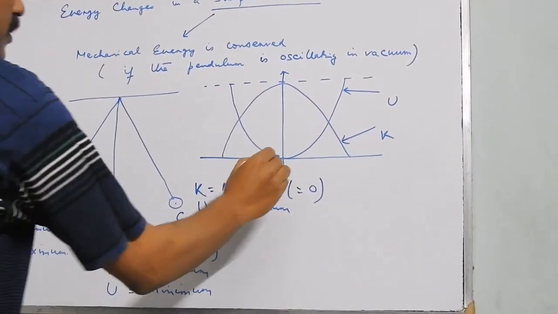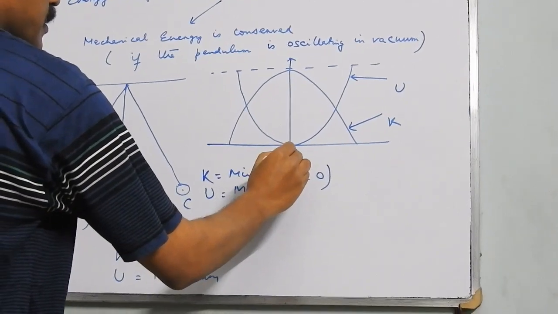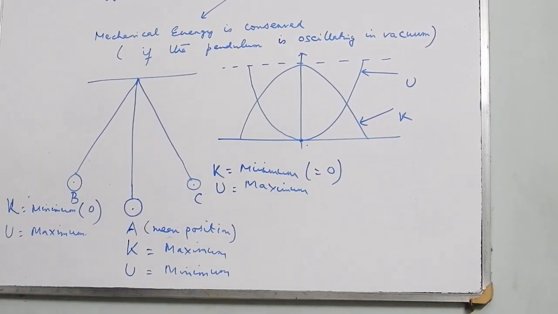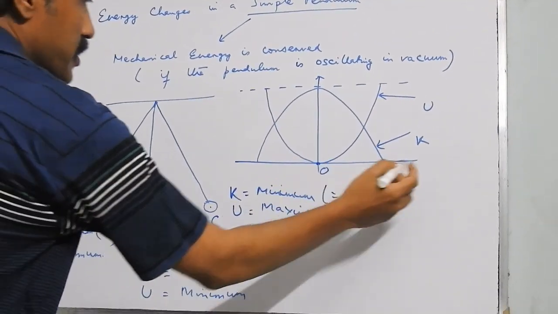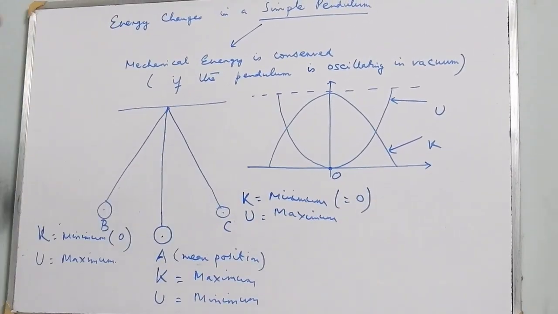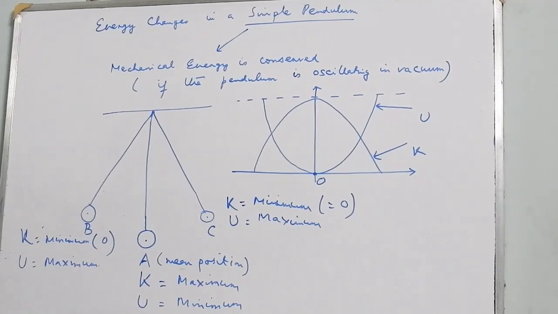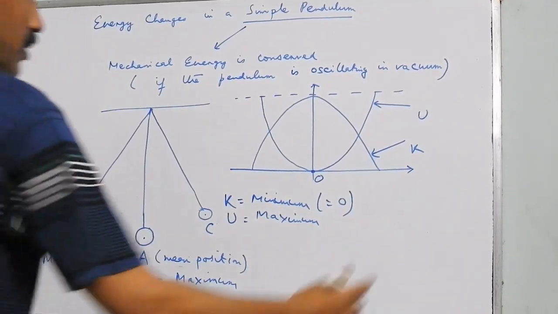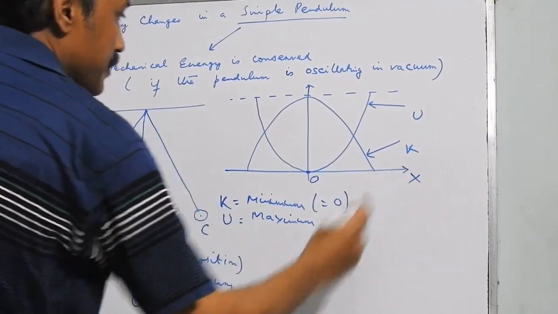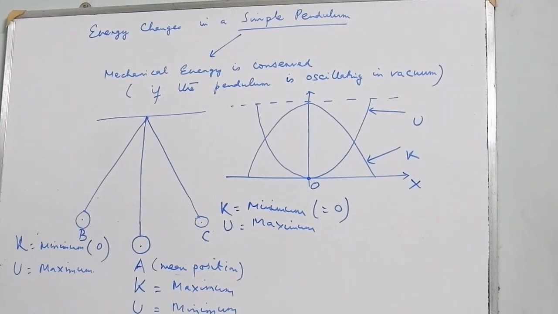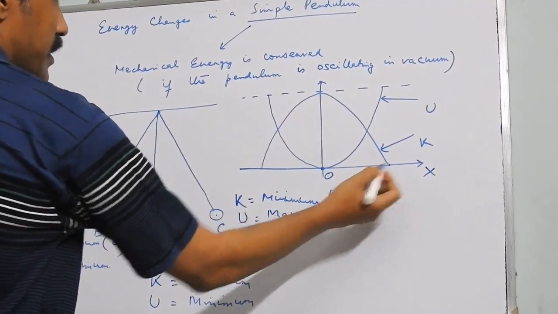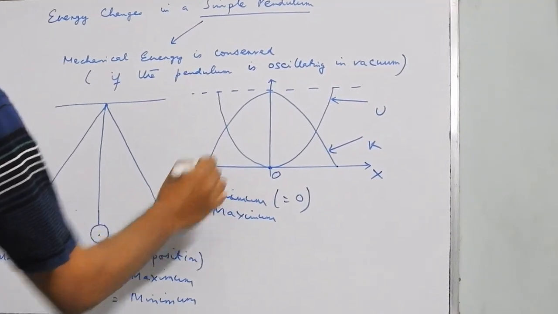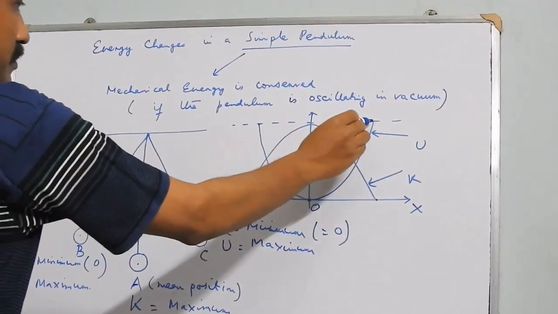With respect to the mean position, suppose the mean position is the point A, so this refers to the mean position. We have taken the mean position to be the origin and the motion of the pendulum is plotted along the x-axis. So with respect to either extreme, as we have shown that the kinetic energy is minimum, kinetic energy becomes minimum and the potential becomes maximum.